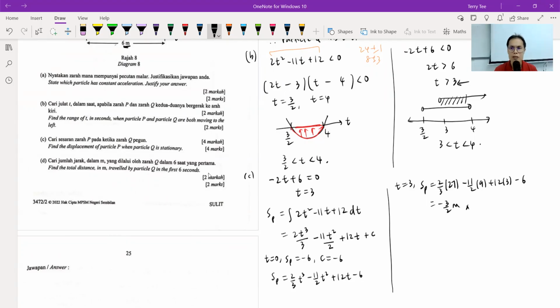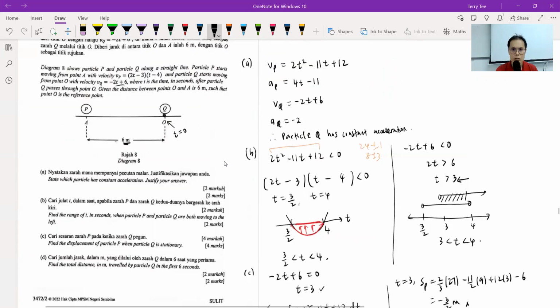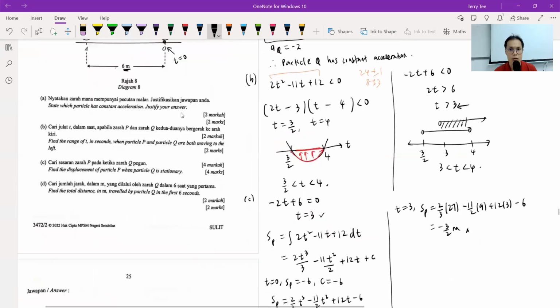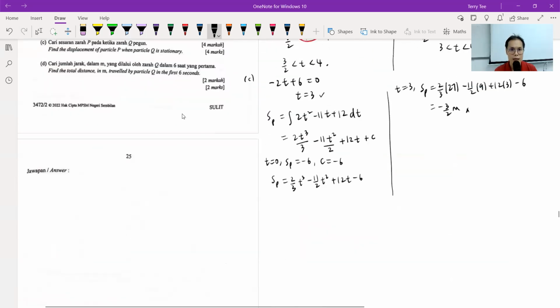We know the particle Q actually changes direction when t equals 3. Here you can use integration, but one thing I want you to know, if the velocity of your particle Q is a straight line, I think it's easier to use the graph. Now let me explain how to use a graph. So let's say I sketch the graph VQ is -2t plus 6.